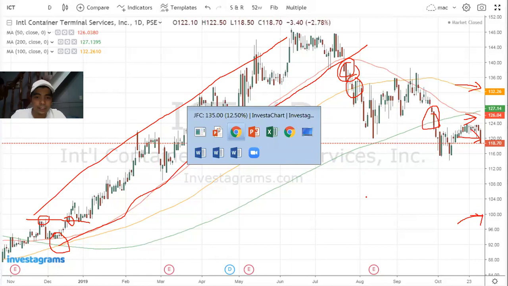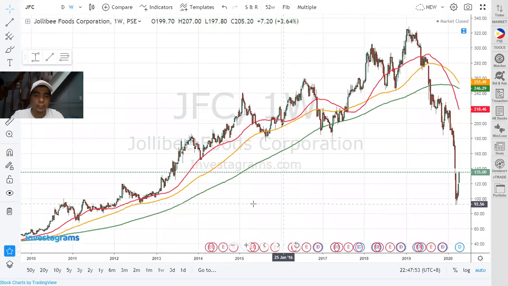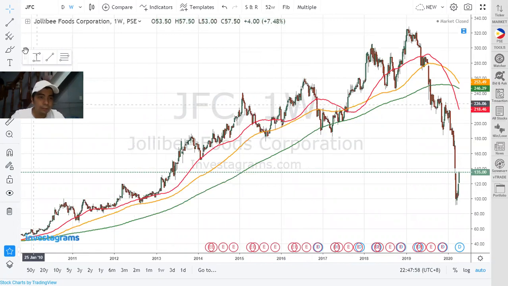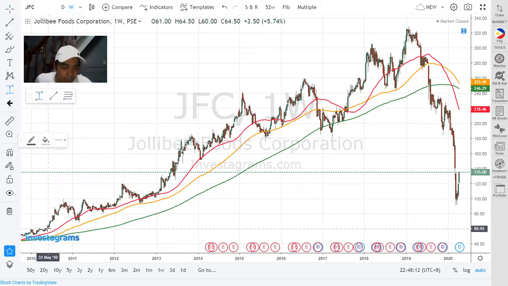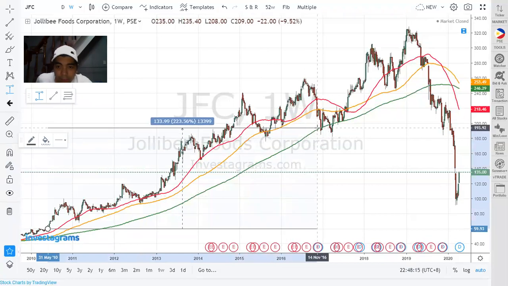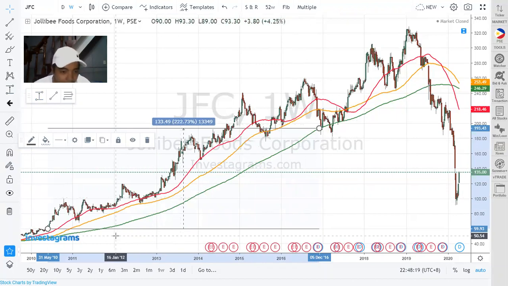Let's have other examples. Here's an actual example of Jollibee. This is the recent chart. So for Jollibee, hold on, let me. I'm using a weekly chart right here, and let's use the 200-day moving average for this one. For this one, with the 200-day moving average, then boom, you get 200%.